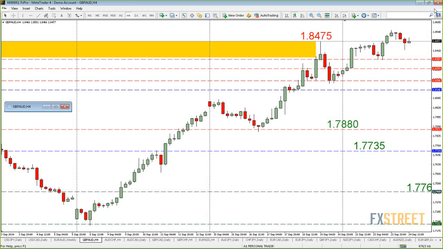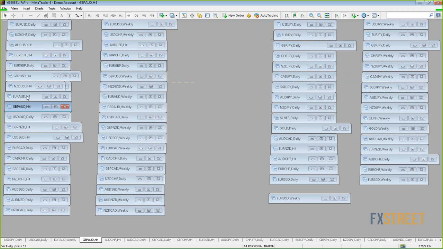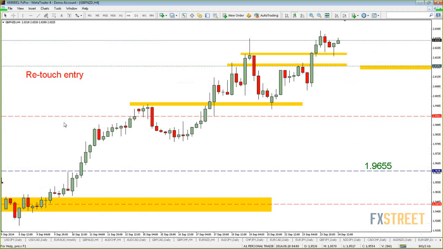So any questions about the more volatile style of market with the retouch entry? Any questions about that? Nope. Thanks, Danny. Okay, cool, cool.